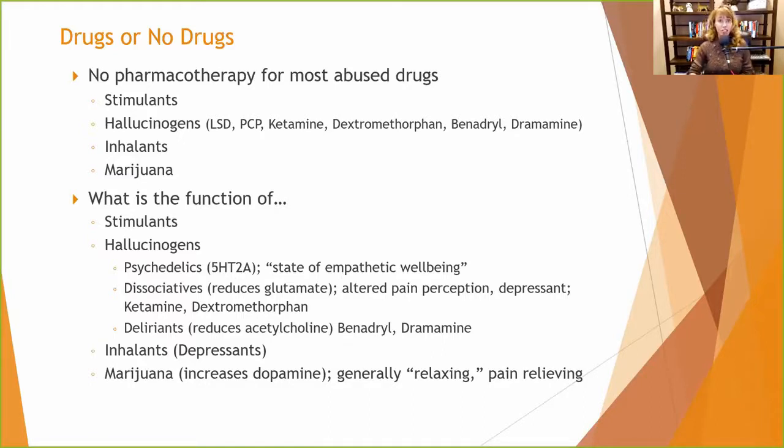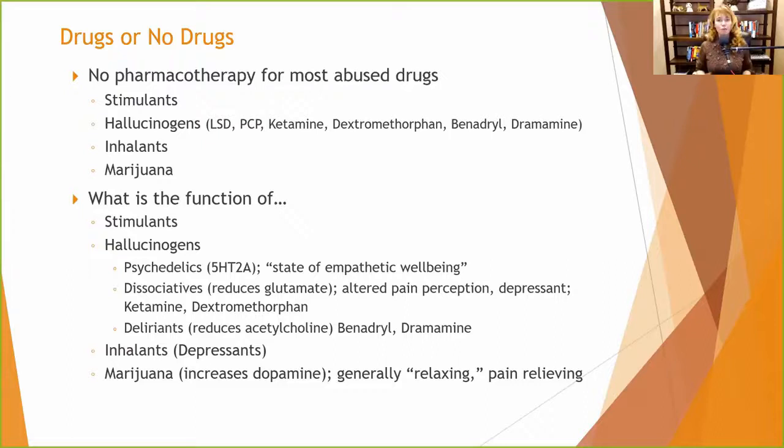5-HT is your serotonin receptor family, and there are, I believe, 18 different types of serotonin receptors. 5-HT2A is just one of those. But your antidepressants work on different 5-HT receptors. So each antidepressant may not work on 5-HT2A.